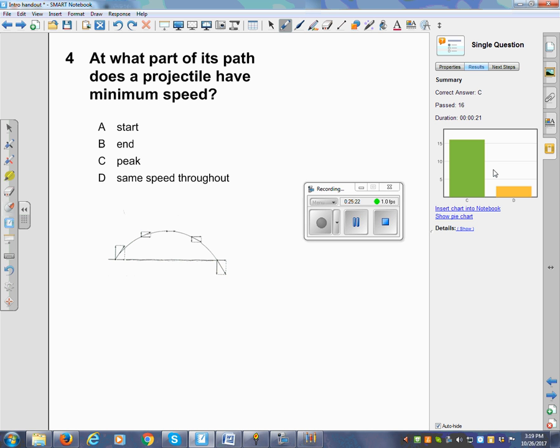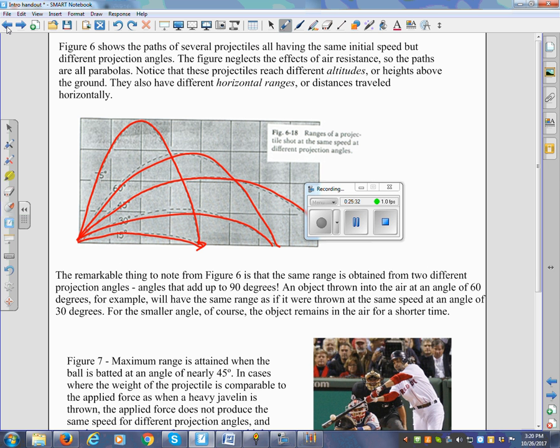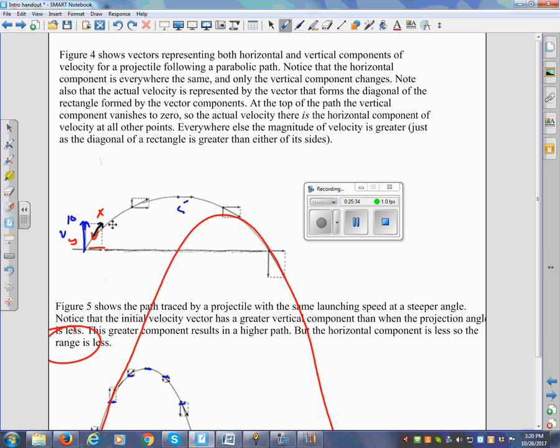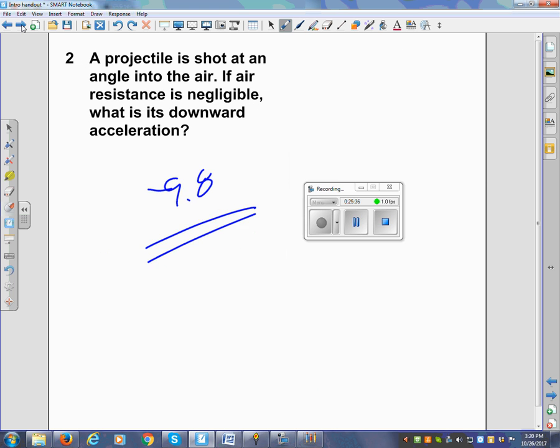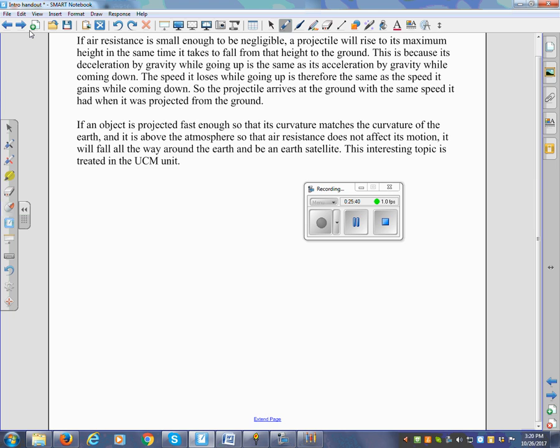I told you this, you guys. The minimum speed is at the peak. Why? Because you've only got the x component. Remember when I did this? Didn't I do it right here? Yeah. Okay. Let's watch the videos.